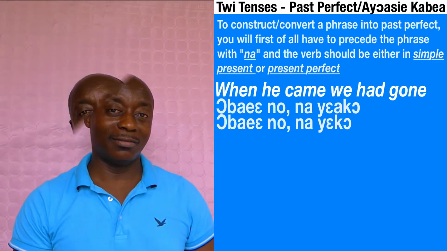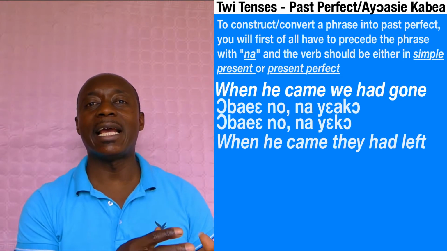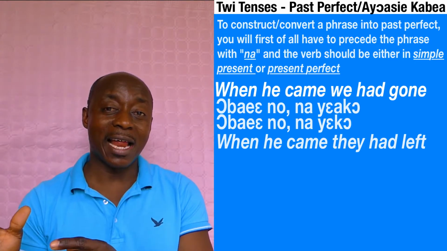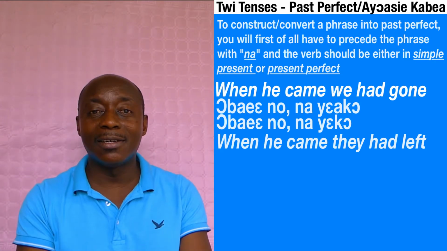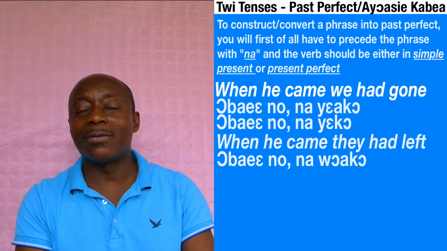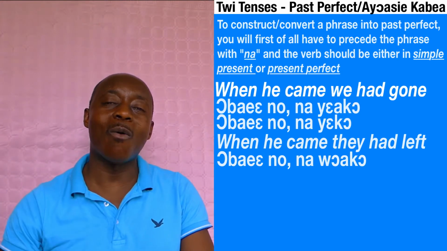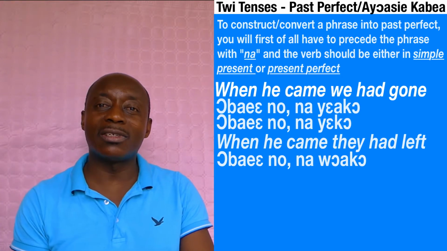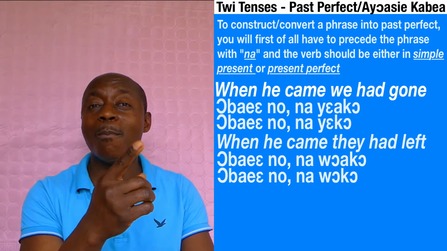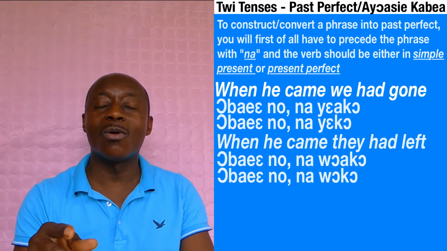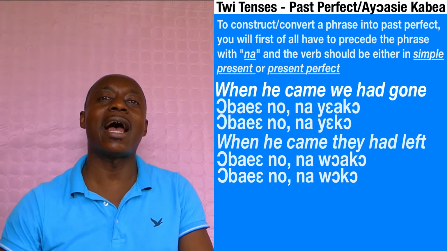What about wone? That is they. When he came, they had left. If they had left but had then returned when he came, then we say obae no na wako. If they had not returned when he came, then we will say obae no na wako. They had gone.